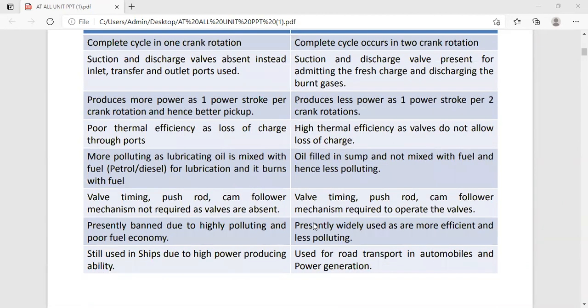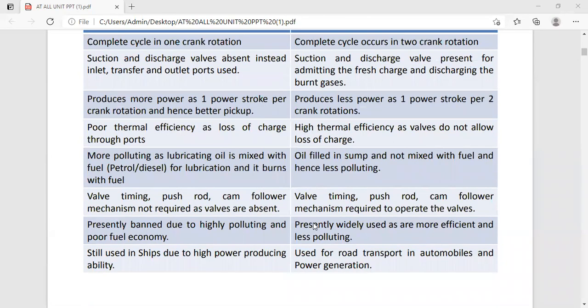So this is our today's lecture. We have completed the heat engine, then the classification of the heat engine, and the two-stroke and four-stroke engine. So do you have any difficulty regarding this?